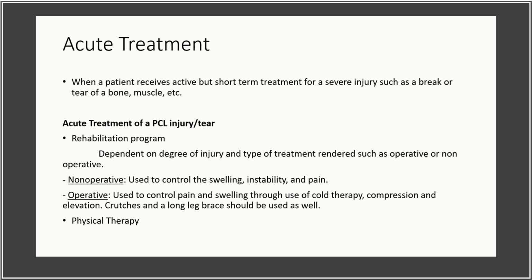Acute treatment is when a patient receives active but short-term treatment for severe injuries such as a break or tear of a bone, muscle, etc. An acute treatment for a PCL injury or tear would be a rehab program and physical therapy. A rehab program is dependent on degree of injury and type of treatment rendered, such as operative or non-operative. Non-operative is used to control the swelling, instability, and pain, and operative is used to control pain and swelling through the use of cold therapy, compression, and elevation. Crutches and a long leg brace should be used as well, and also physical therapy.